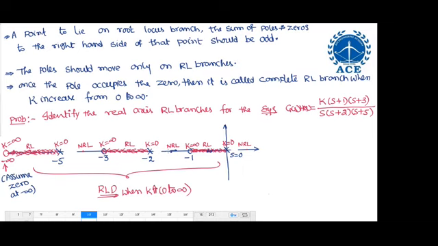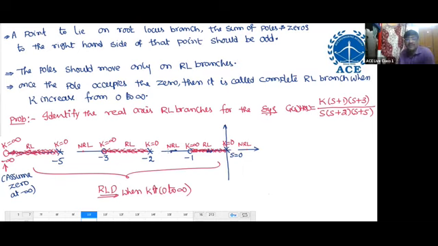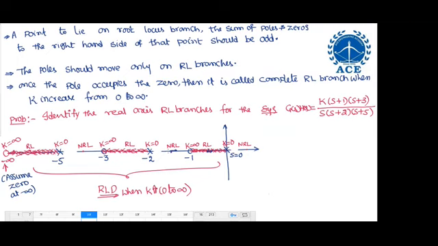Root locus branches should start at k equal to 0. That is called the open loop pole. Root locus branches end at the open loop zeros at k equal to infinity. I told this in the last class. The PDF is there, once you check it.